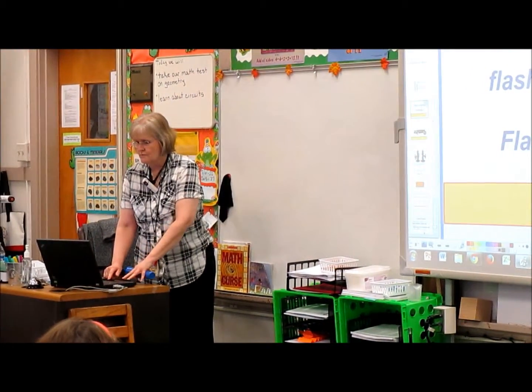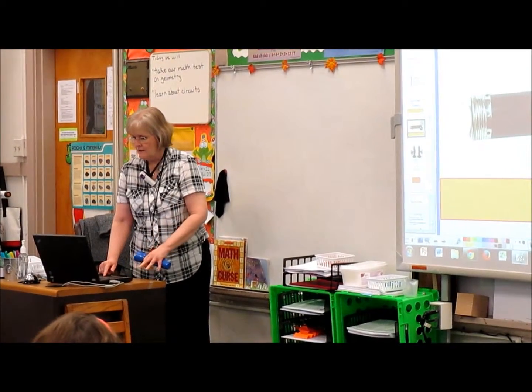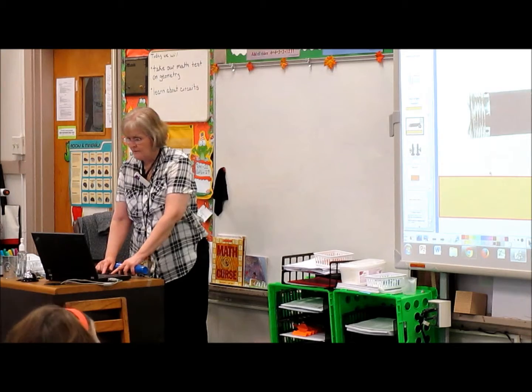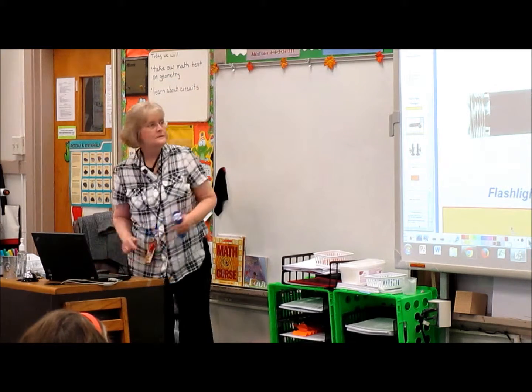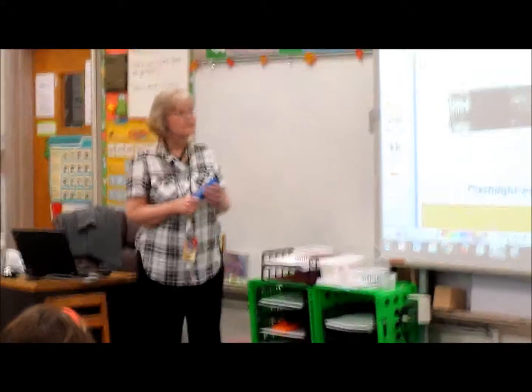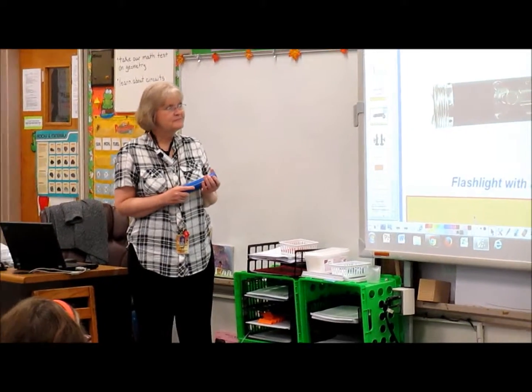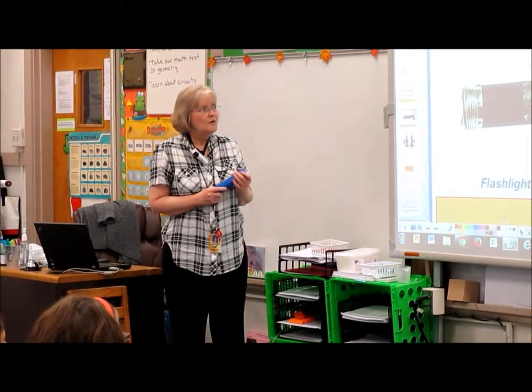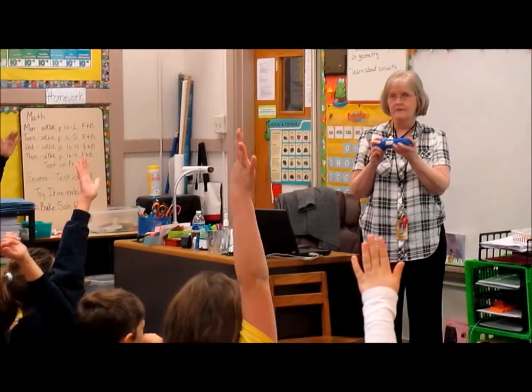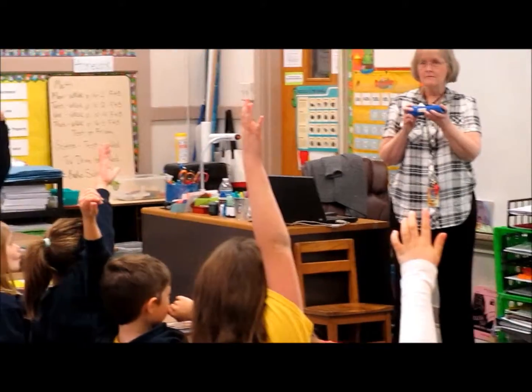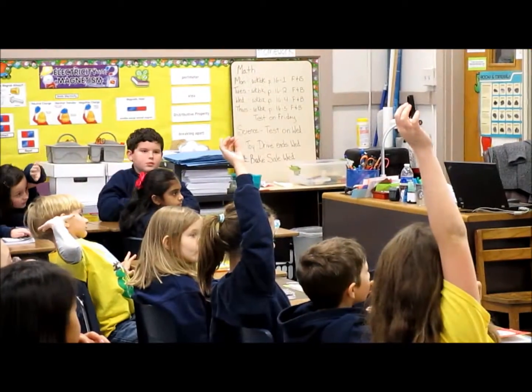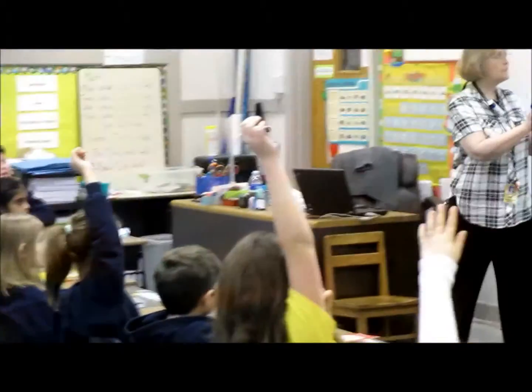Here's a picture, I think I have one, of a really old flashlight. Somehow that went over here, okay? This one is a flashlight. It had a switch to it. What do you notice different between that flashlight and the one that I have? What do you notice, Remy? The bulb's different.